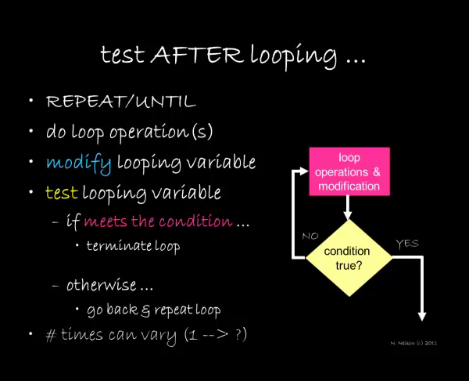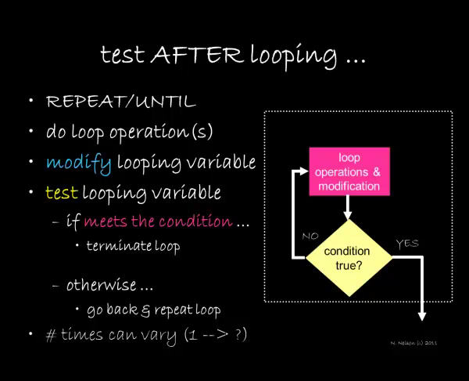To write well-structured code, it's important to think of the repetition construct as a block. That means there should only be one way in and one way out. The structure of a repeat block has four main parts: the initialization, loop operations, modification, and test. We've seen a flowchart showing the structure, but let's also look at it in pseudocode.